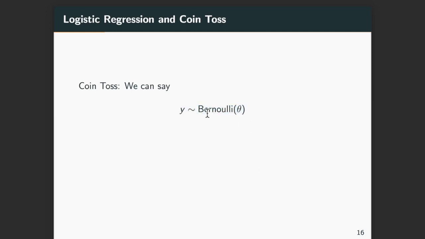So here y is Bernoulli of something which is indicating probability of heads or probability of success or probability of class 1. Similarly, y for logistic regression is Bernoulli of the variable which indicates probability of success or probability of class 1, and that probability of class 1 is given as sigmoid of x transpose theta. Questions on this?